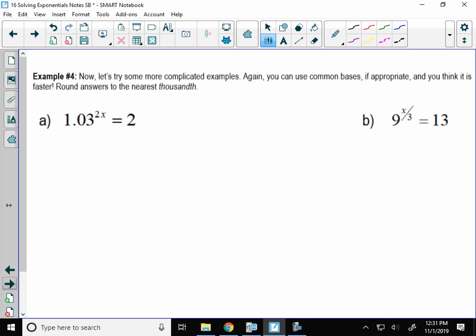Okay, now these ones just look slightly yuckier in the exponent. So here I have 1.03 to the 2x equals 2. Can I take a common base of 1.03 and 2? No, so let's take the log of both sides. So that whole exponent, 2x, is going to drop down the front, and you'll have 2x times log of 1.03 is log of 2. Now the reason I'm showing you this one, even though you might think this is not that much harder, is there's actually an order that I think is best to solve this.